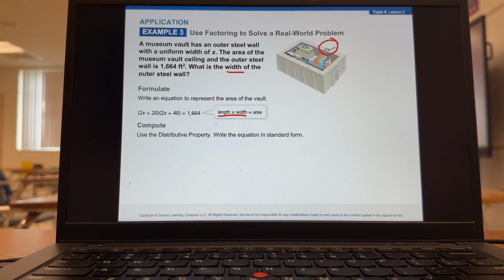So x here and x here, that's two x's plus 20, an x and an x, 2x plus 40. And then I am going to use FOIL to multiply. 2x times 2x, 4x squared, 2x times 40, positive 80x, 20 times 2x, positive 40x, 20 times 40 is a positive 800, equals 1,664. Combine your two like terms in the middle.